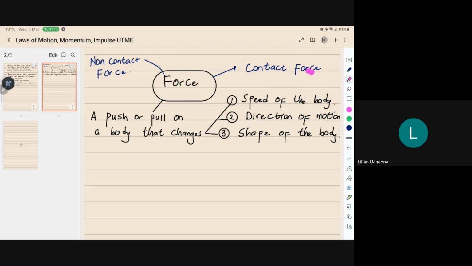When someone slaps you, that's a contact force because the force being applied is in direct contact with the body receiving the force. That's your contact force, right? So when I slap you, it's contact force because there is a direct interaction between the object and the force. But for non-contact force, there is no direct interaction. There's no direct contact.